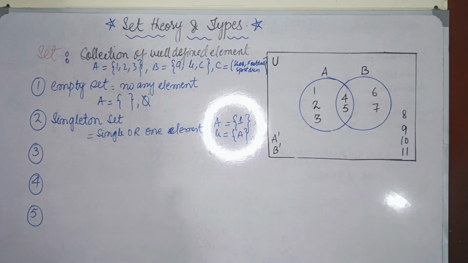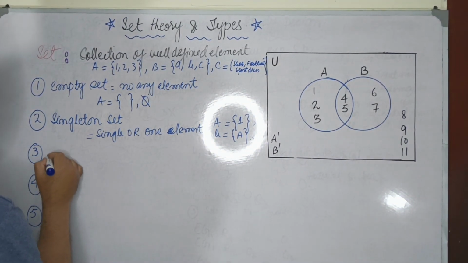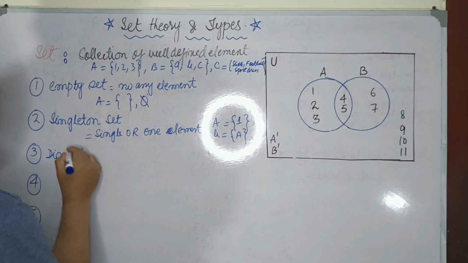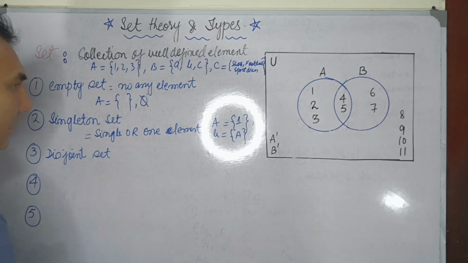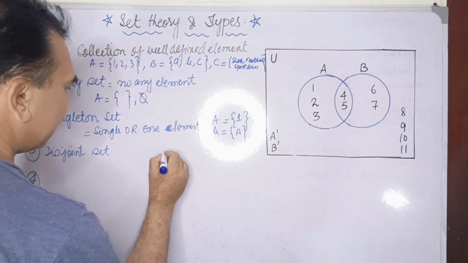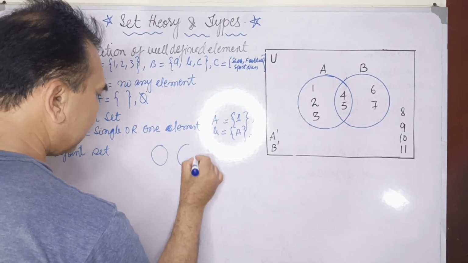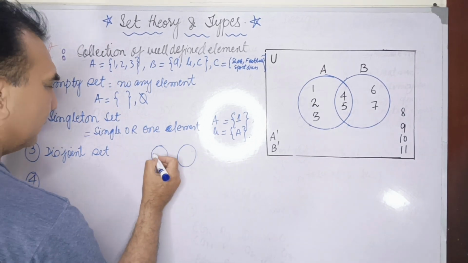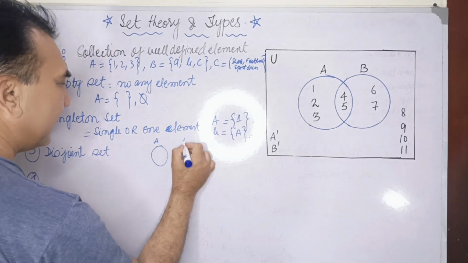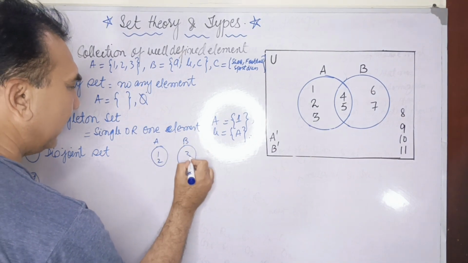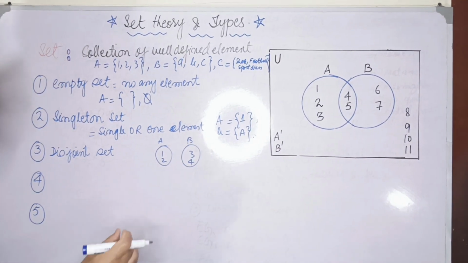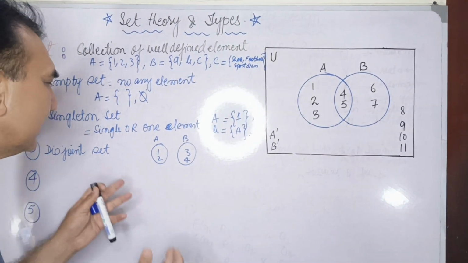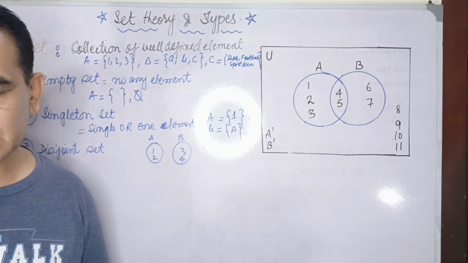Now the other type of set is called disjoint sets. Suppose I write down set A and set B in a Venn diagram, in circle form. This is set A and this is set B, with elements 1, 2, 3, 4. So these both are disjoint sets, which are separated from each other. So it is called a disjoint set.